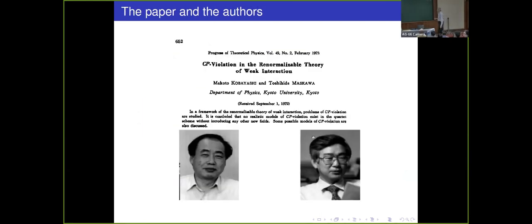Okay, so these two guys were the ones that actually said this. It's now more than 50 years that this mechanism has come, and as we will see, it has survived so far. So this is Kobayashi-san and Masukawa-san, who were the ones who wrote this paper of CP violation in the renormalizable theory of weak interactions.